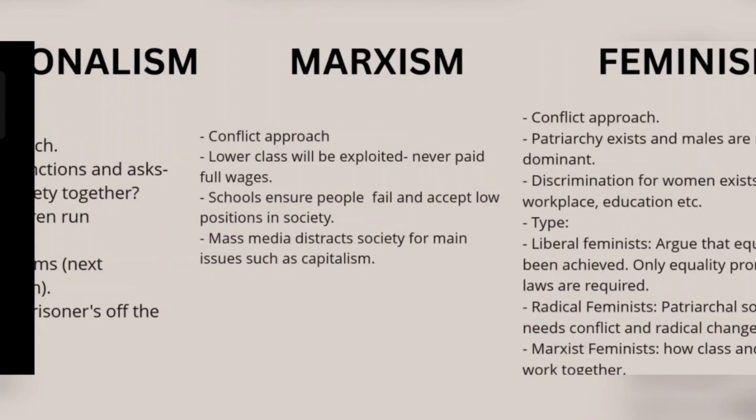So the next is mass media distracts society from main issues such as capitalism. So what does mass media show? They show things that are unrealistic. They hide the real things, due to which people are usually unaware of what's actually going on in the society, or what's the actual picture.